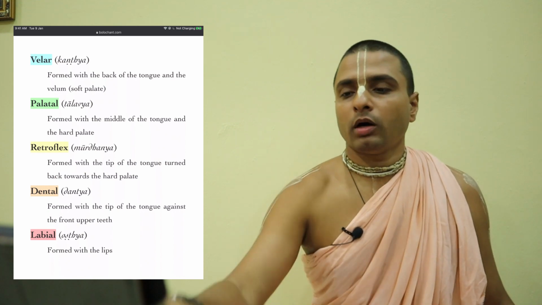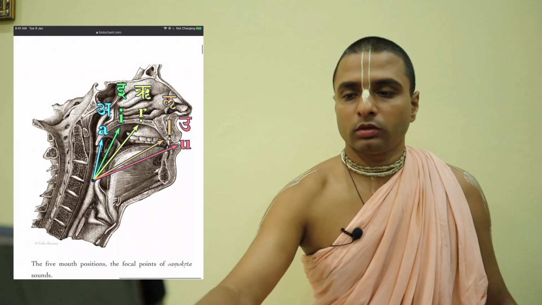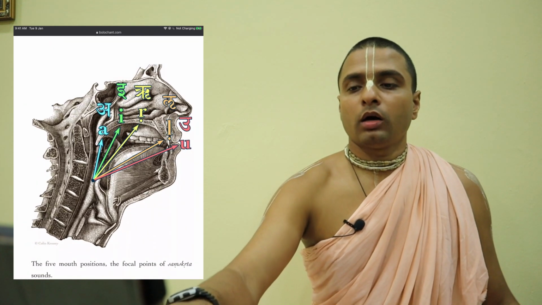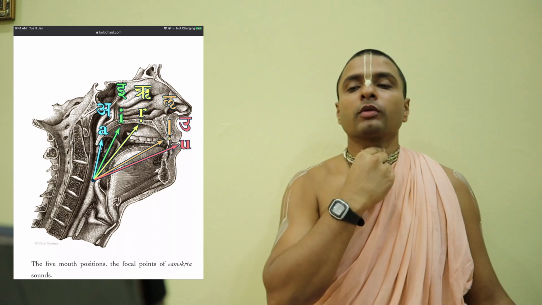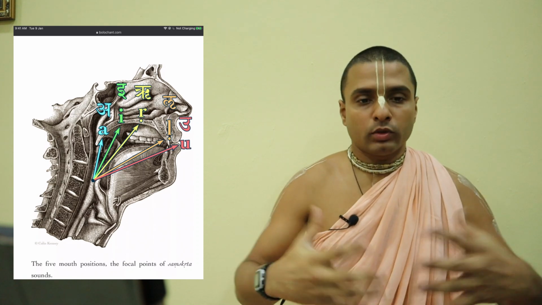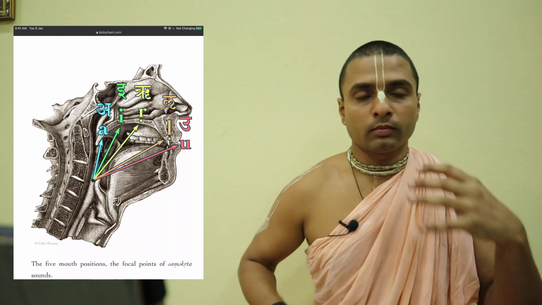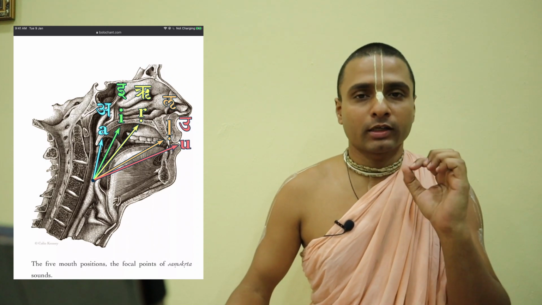So in the mouth, this is the mouth. You see the "a" is produced from that part of the mouth. As we are doing this, try to also follow along by producing the sound, so that you understand exactly what is going on.